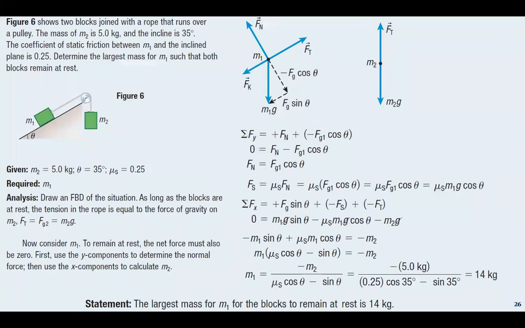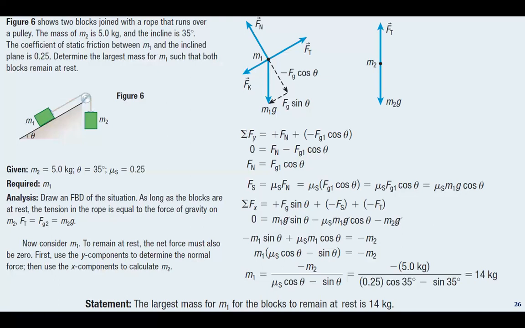Now we can consider M1. To remain at rest, net force must also be 0. First, use the y components to determine the normal force. Then use the x components to calculate M1. So we have the following relationship. The net force along the y-axis equals Fn minus Fg1 cosine theta. That gives us Fn equals Fg1 cosine theta. On the other hand, Fs equals mu s Fn, which equals mu s Fg1 cosine theta, and that equals mu s m1g cosine theta.